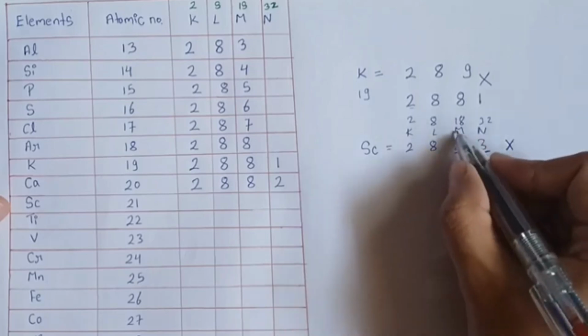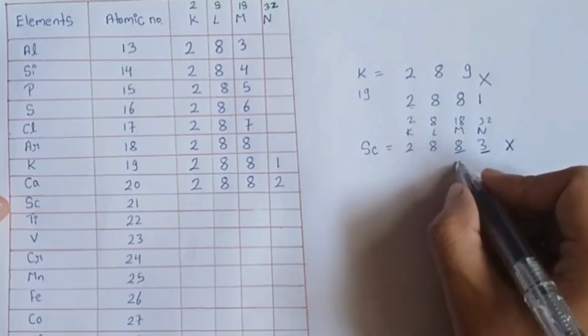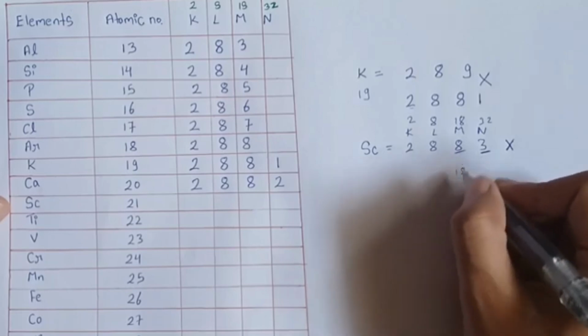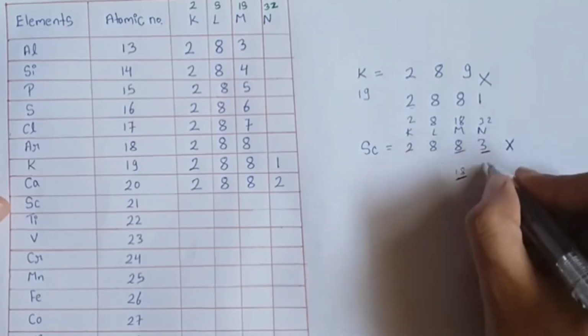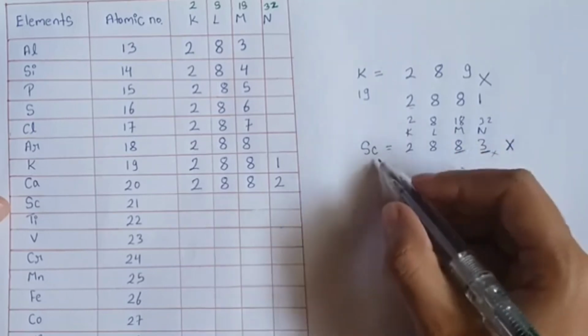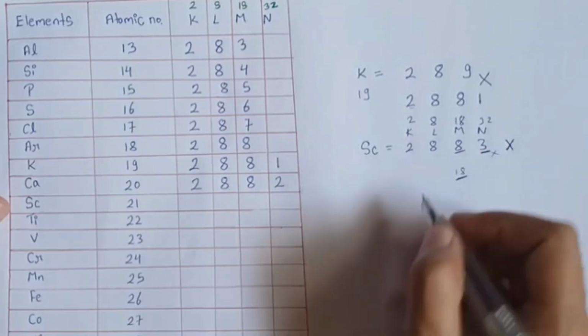So how can you take 3 here in the end shell? In this way, what you need to do, 18 means, if you see here, 9, 10, 11, 12, 13, 14, 15, 16, 17, 18. So in the 18, you can take 2 electrons here in the end shell, not more than 2. So the silicon electronic configuration, you cannot write in this way.